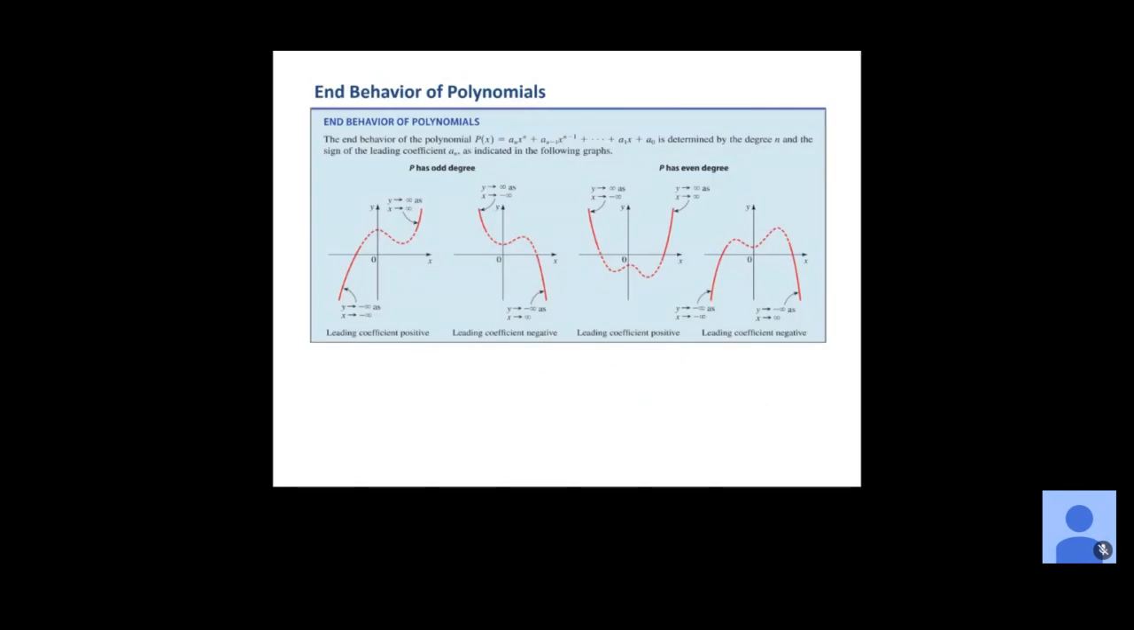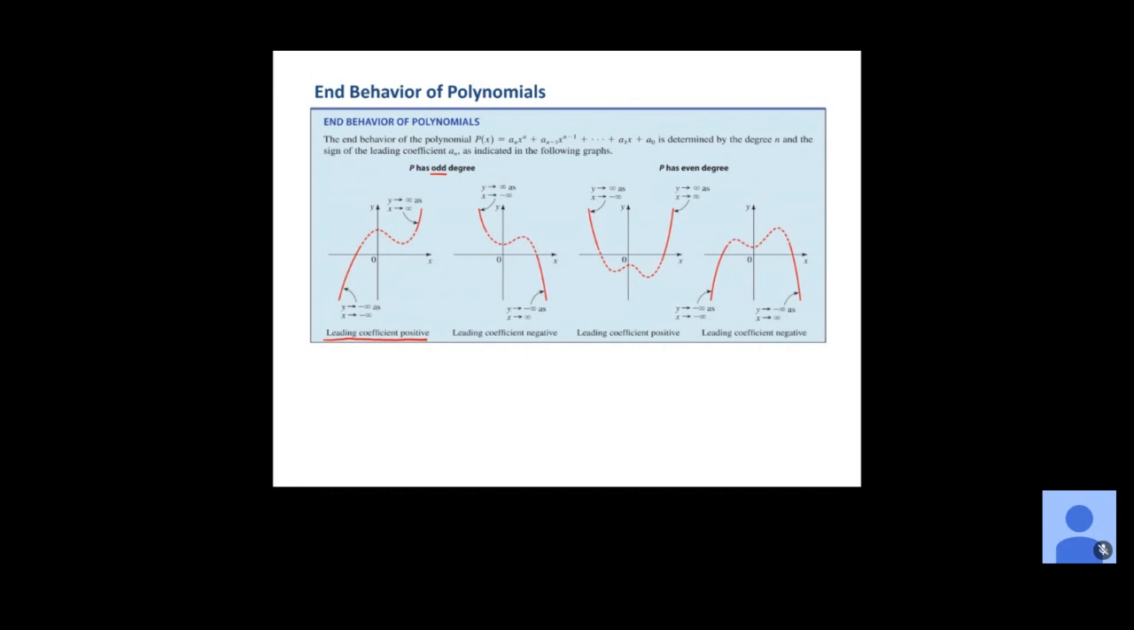All right, now end behavior of a polynomial. Okay, so the end behavior of a polynomial, and that's just the form that we just looked at a minute ago, is determined by the degree n and the sign of the leading coefficient a sub n. Okay, so there's 4 different scenarios that we could run into. The first one here is if we have an odd degree and our leading coefficient is positive. Okay, so if both of those things are true, then our graph is going to look something like this, right?